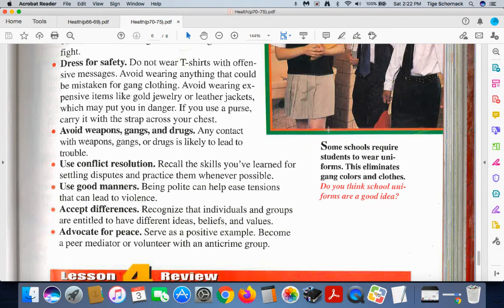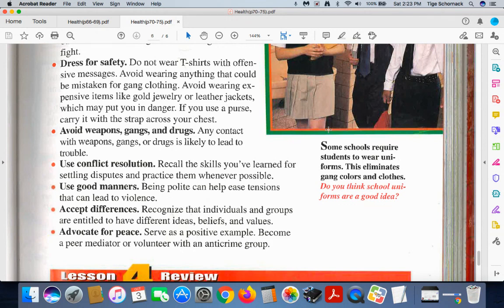So, some schools require students to wear uniforms. This eliminates gang colors and clothes. We do that here. You wear a uniform. Again, I'm going to ask you, do you think school uniforms are a good idea? We're going to pause, and you're going to tell me why or why not.